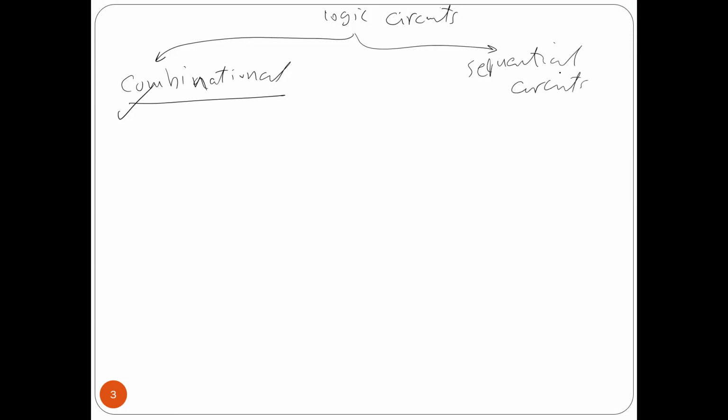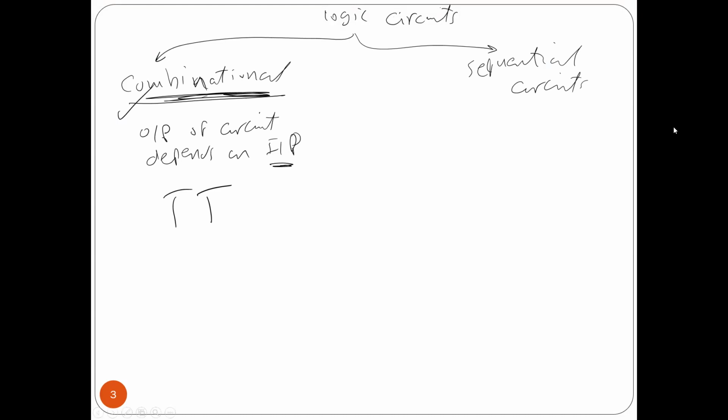As I told you, the main difference between them is that in a combinational circuit, the output depends only on the input of the circuit. That's what we did in the truth table, right? In a truth table we have an input, and for this input we have this output. Nothing else. But sequential is different.